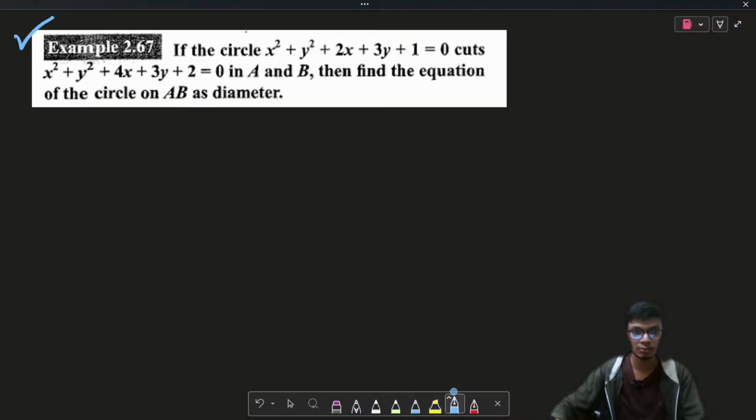Please try to solve this problem. Once you're able to solve this problem, then we can discuss the solution. Maybe you can also let me know the answer you are getting in the live chat. Is it clear to all of you? Is this part clear?